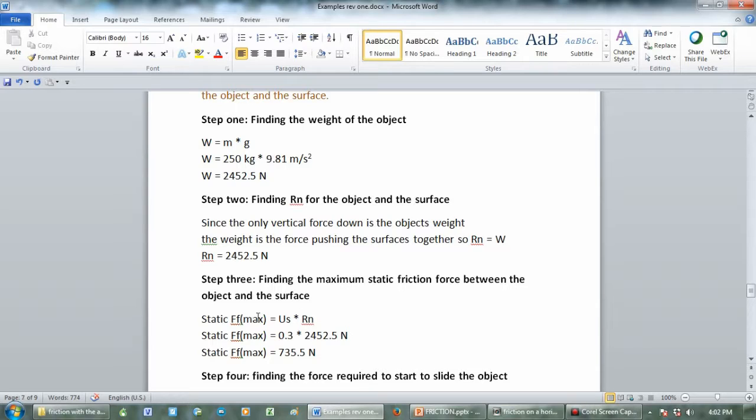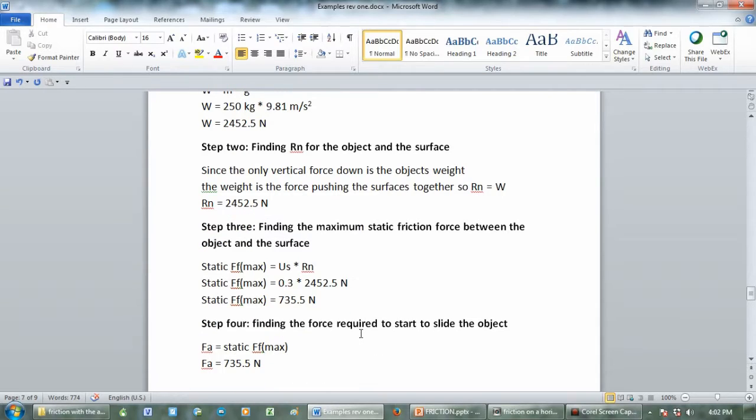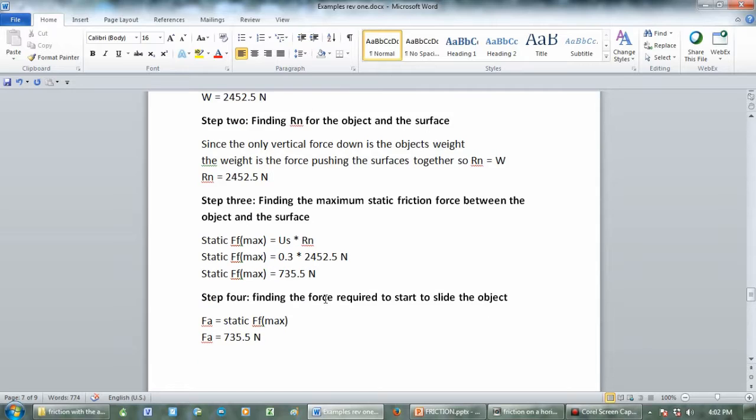Step 3. Finding the maximum static friction force between the object and the surface. Maximum static friction force equals the coefficient of static friction times the normal reaction force. Maximum static friction force equals 0.3 times 2,452.5 newtons. The maximum static friction force between the object and the surface is 735.5 newtons.